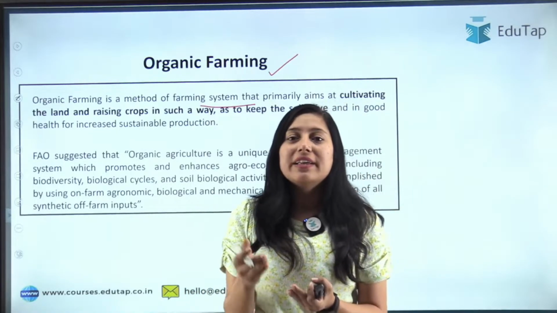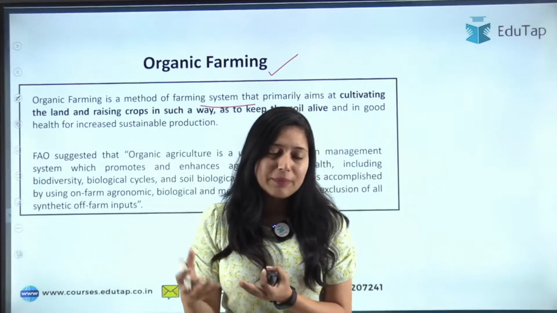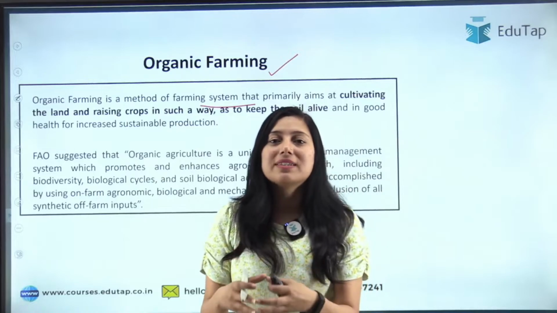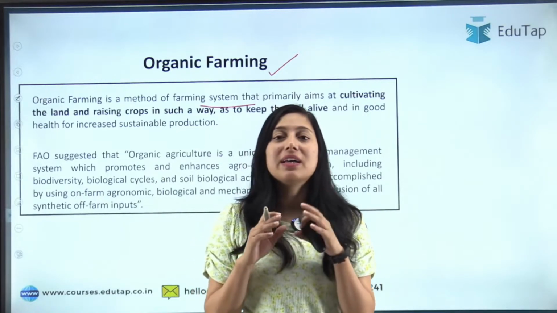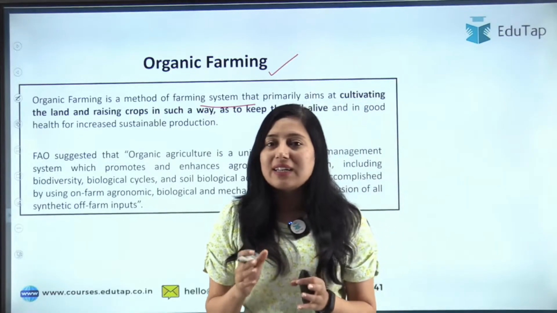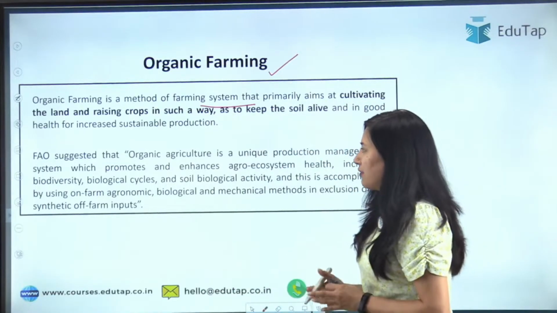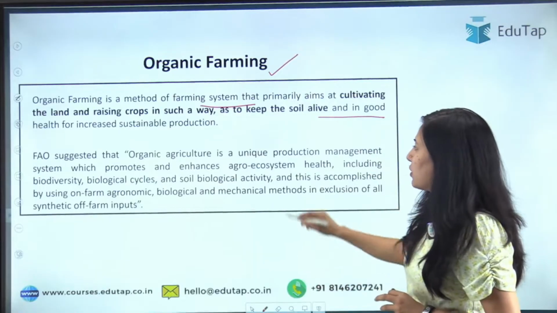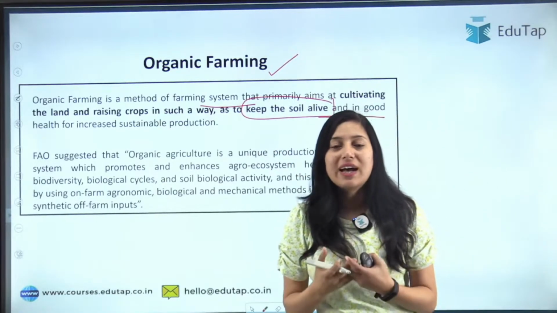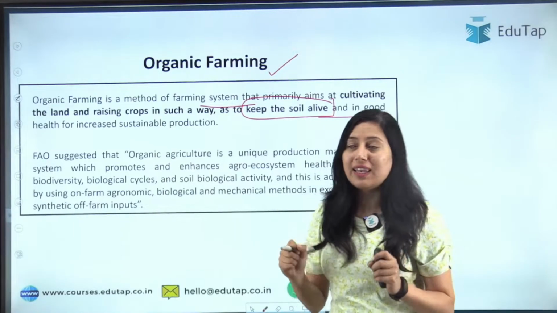So that is why the government is now primarily focusing on organic farming, so that we can do the farming system in such a way that we are keeping the health of the environment in mind. So that is the objective, that is the aim of organic farming. Here the aim is to keep the soil alive. Soil is a very important resource, and we have to keep the health of the soil alive, right?